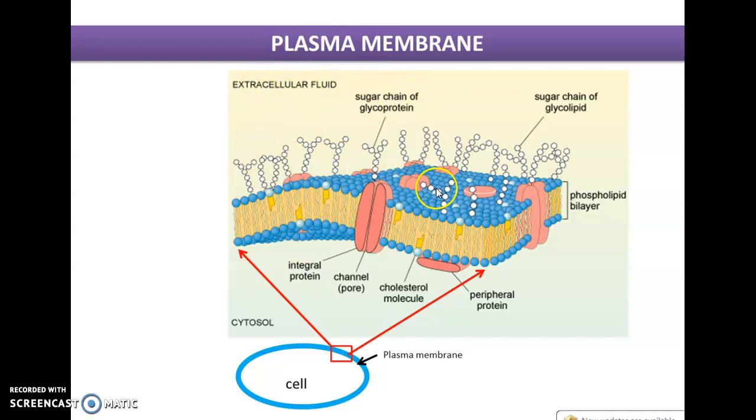In the year 1972, Singer and Nicholson suggested a model called the fluid mosaic model for explaining the ultrastructure of plasma membrane of the cell. According to them, plasma membrane is made up of two layers of phospholipid, or phospholipid bilayer. Phospholipids are molecules with a hydrophilic phosphate head and hydrophobic lipid tail. What does it mean? Hydrophilic means water loving and hydrophobic means water hating.